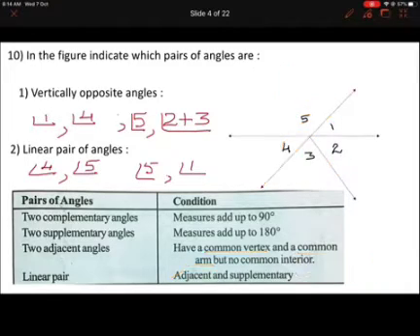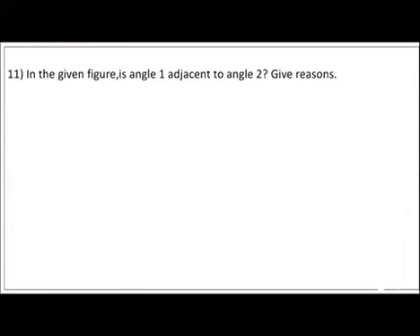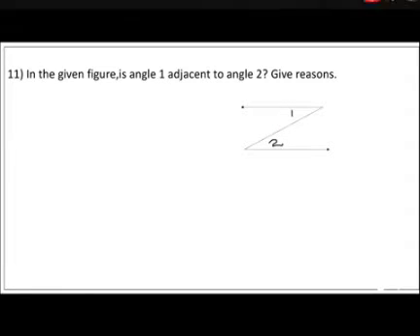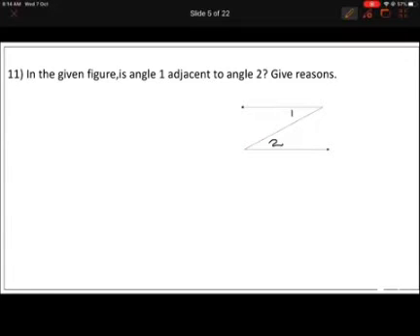Next, main. In the next main, in the given figure, angle 1 and angle 2 are mentioned. So you have to think and tell if they are an adjacent pair of angles. So where is the angle 1? Angle 1 is there and angle 2 is here. So what do you think is the answer? Are angle 1 and angle 2 adjacent? That is the question. Are they adjacent?